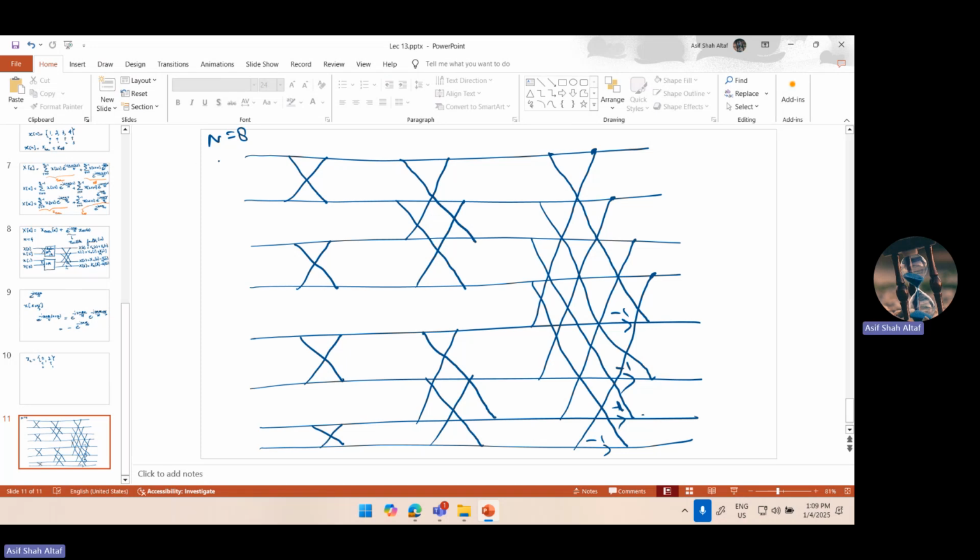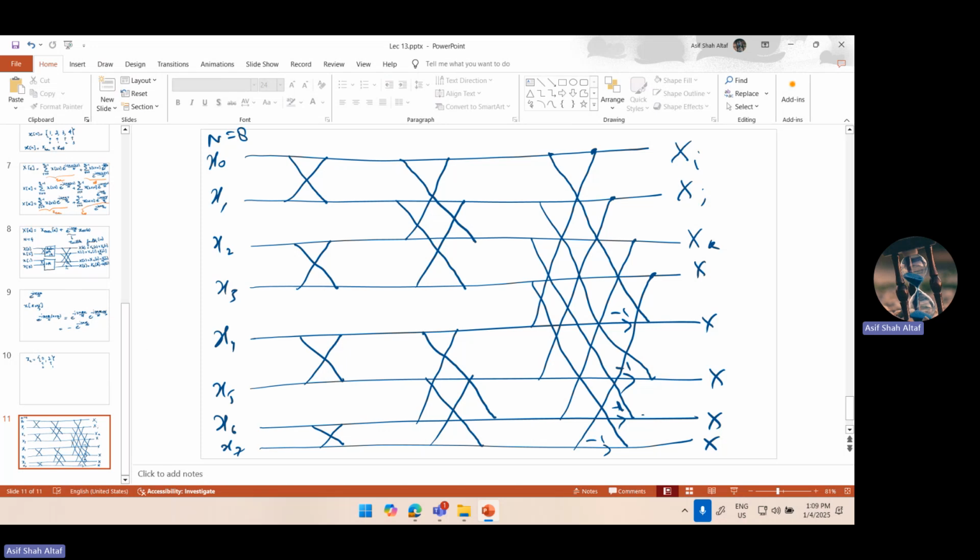And here you will have x0, x1, x2, 3, 4, 5, 6, and 7. From here you will get the capital X's, though they will not be in the same order like 0, 1, 2, 3. You will have different I's and J's. So this way, you can compute the discrete Fourier transform of a signal very efficiently.